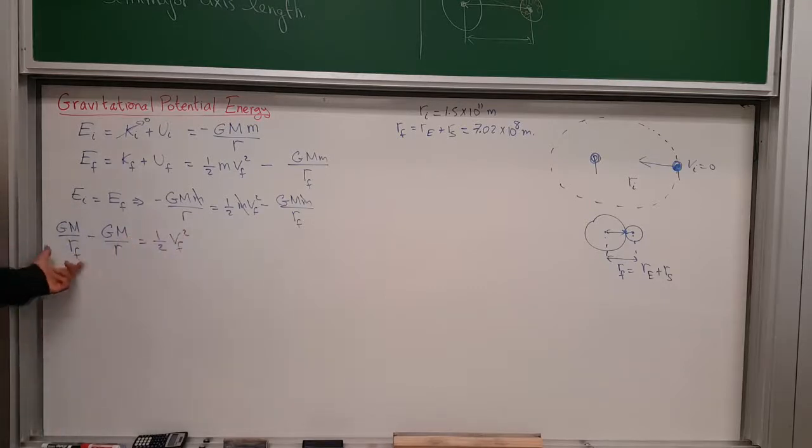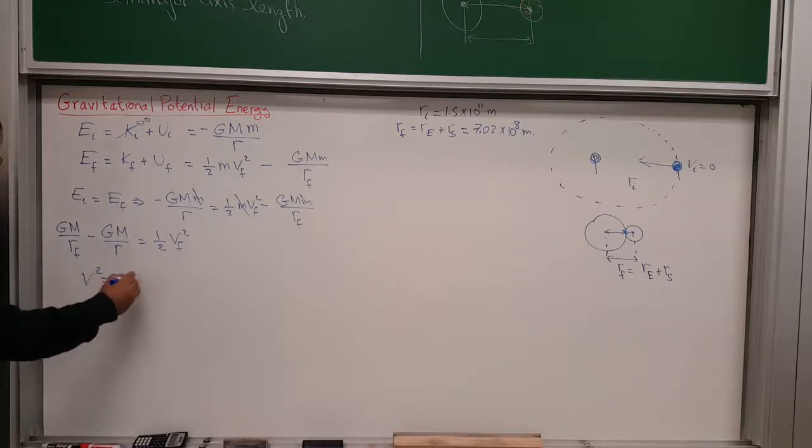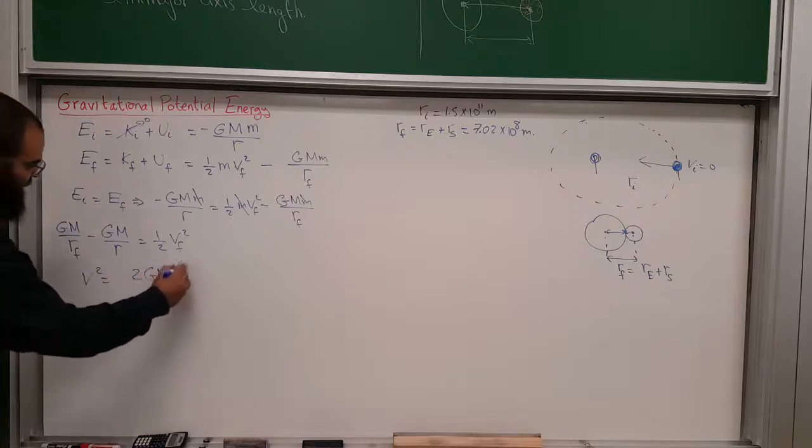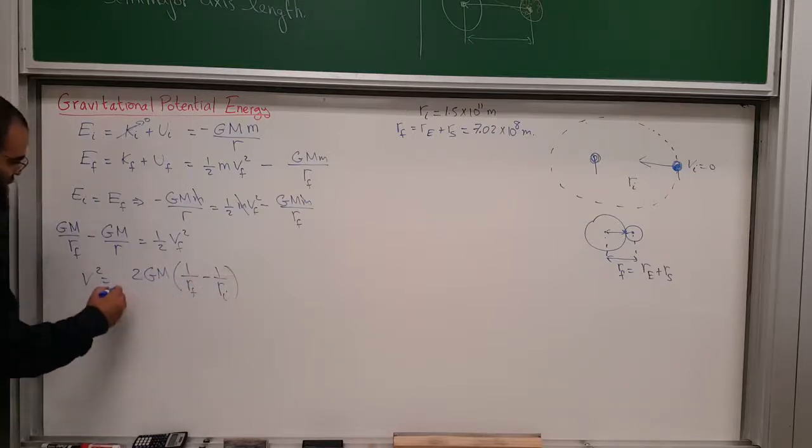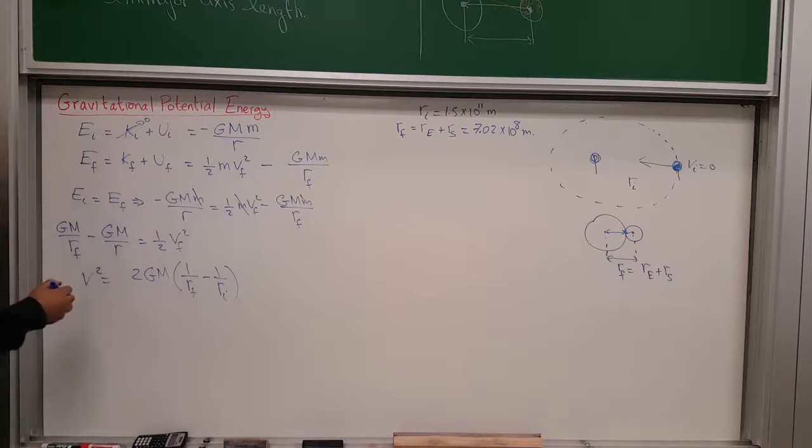I hope you see that this minus this will be a positive quantity because I have V squared, it better be positive. Because R final is less than R initial, here you're dividing over a smaller number and here over a larger number, so this number will be larger than this, so it's fine. So V squared would equal 2, and I would factor the GM, and then here I have 1 over R final minus 1 over R initial, like so. And I would take the square root of both sides, and then we can just plug in the numbers.